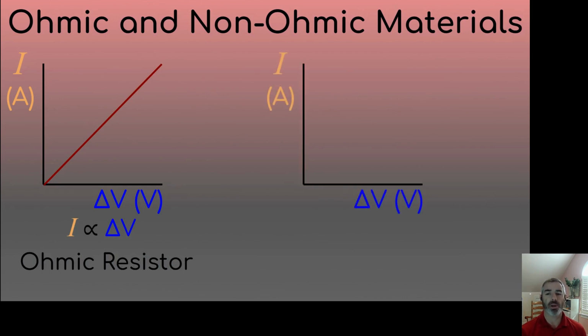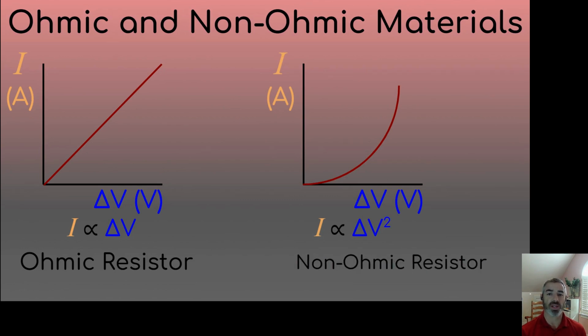Now, if it's a non-ohmic material, that means we're not going to have a direct relationship, and that means we'll have some sort of a curve. Most non-ohmic materials actually increase in resistance, which means that it'd be proportional to the potential squared. So the increase in resistance is shown through that curve. If we have a curve, that's a non-ohmic material. A straight line would give us an ohmic material.